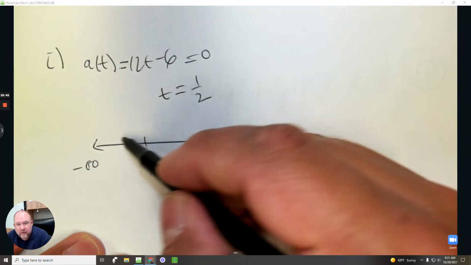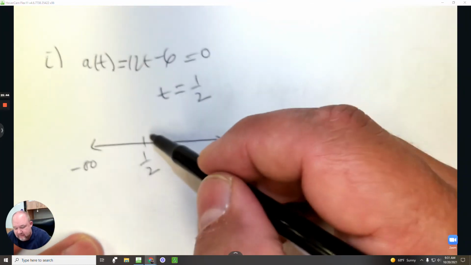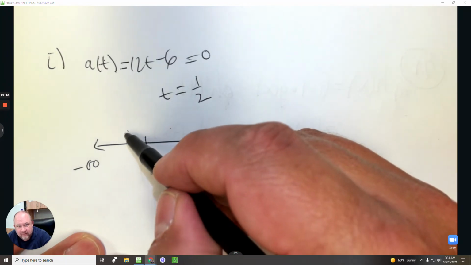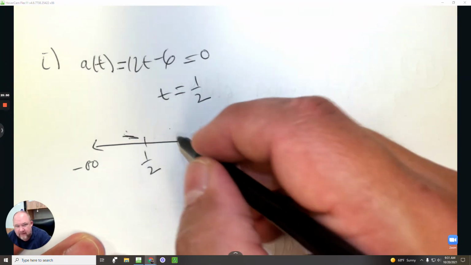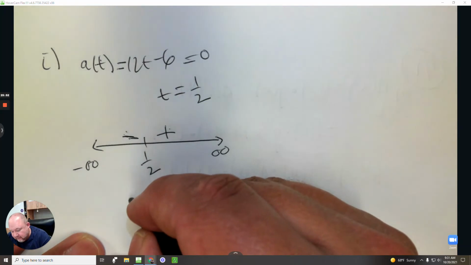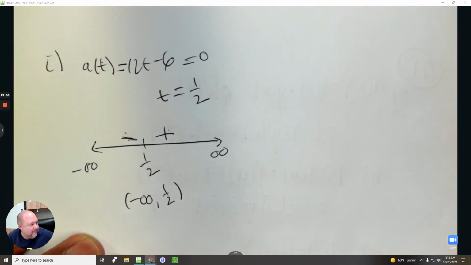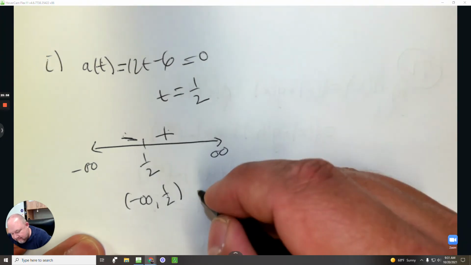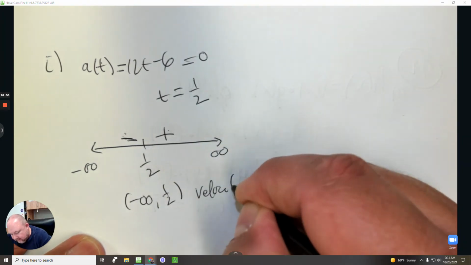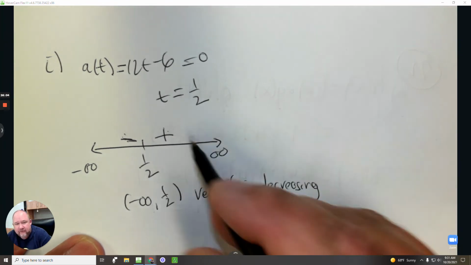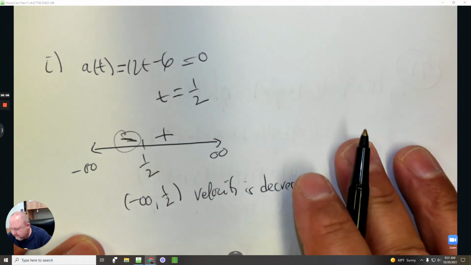And then plug in to know when it's negative. So the velocity is decreasing when the acceleration is negative. If I plug in 0, it's negative, and if I plug in like 10, it's positive. So from negative infinity to 1/2, the velocity is decreasing, and that means the same as the acceleration's negative.